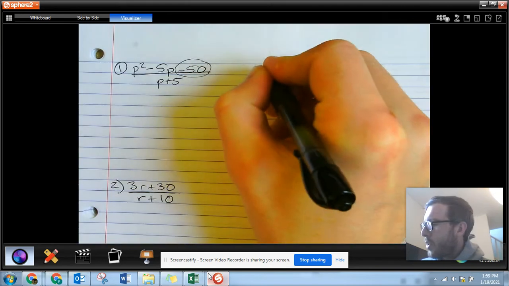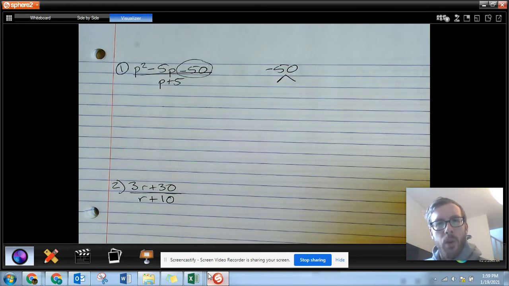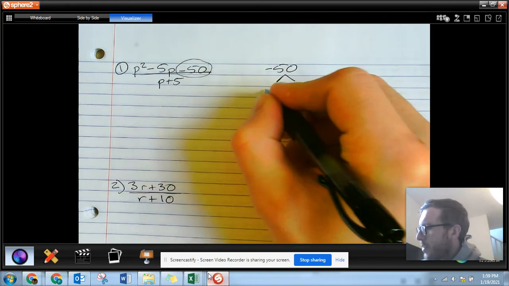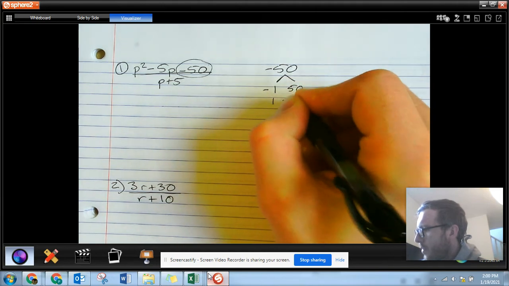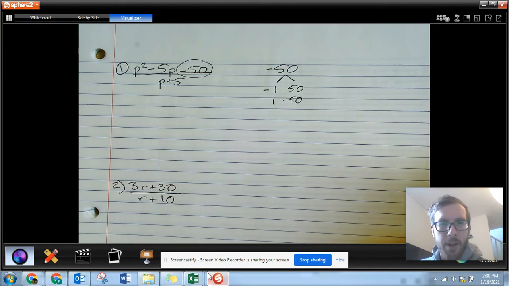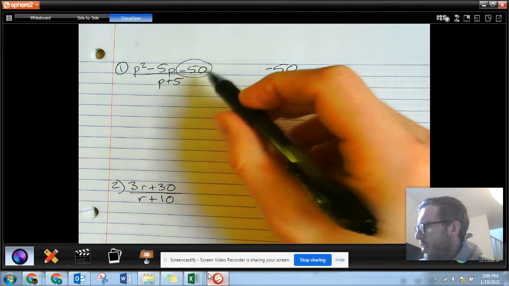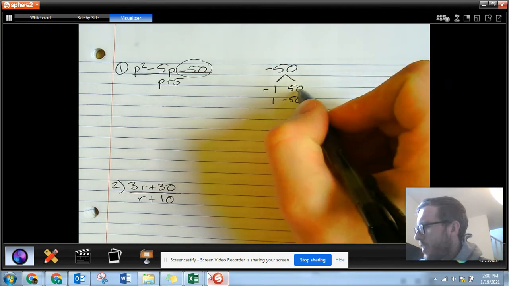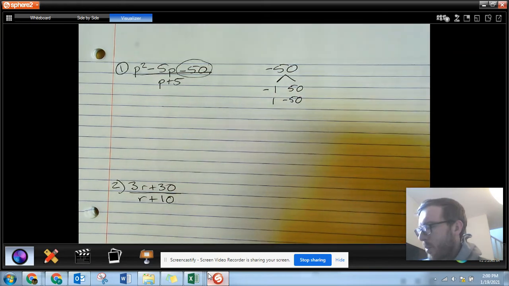Okay, so what I like to do here, if I can't just immediately think of the two factors that multiply to negative 50 and sum to negative 5, I'm just going to make a list. Let's start with the easiest ones. I've got negative 1 and positive 50. I've got 1 and negative 50. And again, what I'm looking for are the factors that add up to negative 5. Negative 1 plus 50 doesn't add up to negative 5. 1 minus 50, that doesn't add up to negative 5, so we're going to keep going.